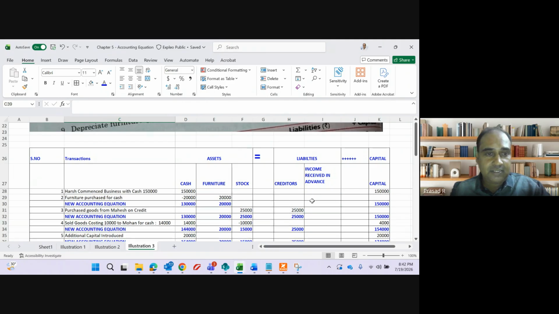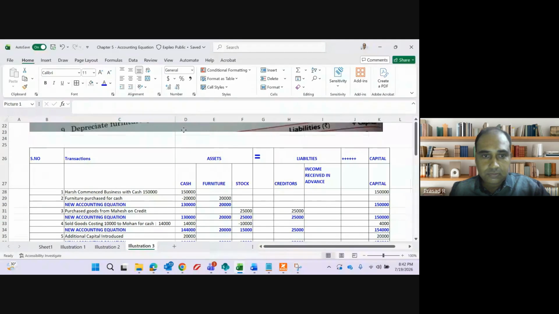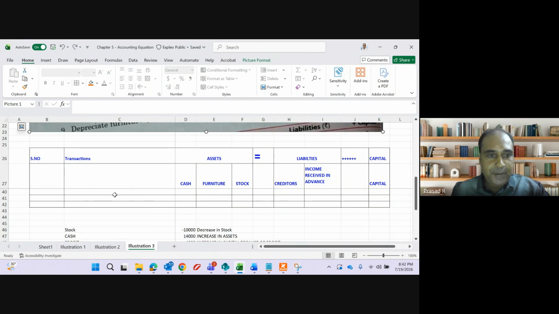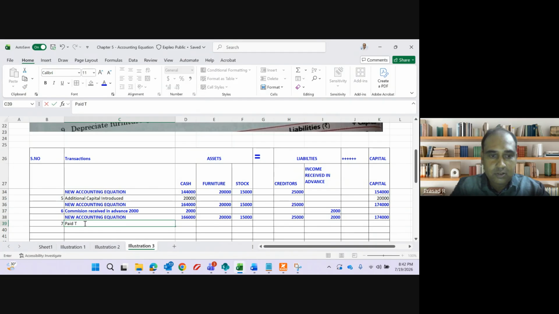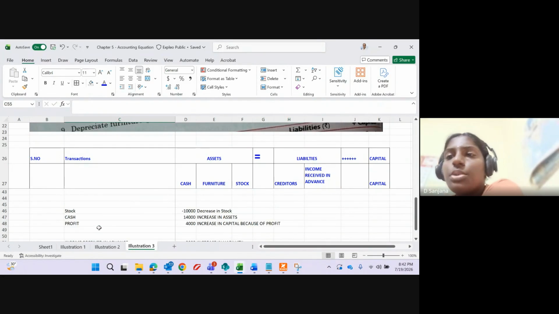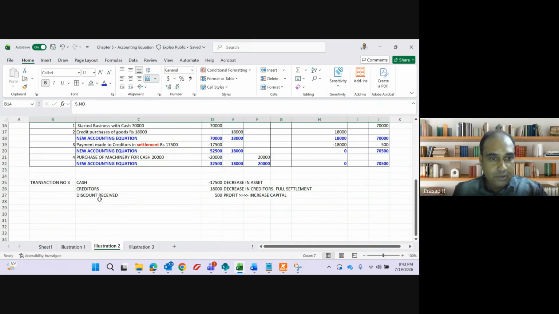Seventh transaction: paid to creditors Mahesh in settlement. See, whenever the word settlement is used, that means the entire amount is paid to the creditor. How much creditor am I having? 25,000. And how much am I paying? 22,000. Okay.